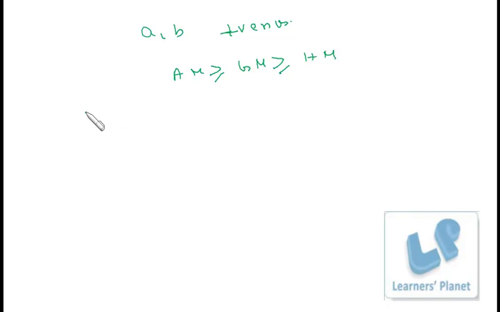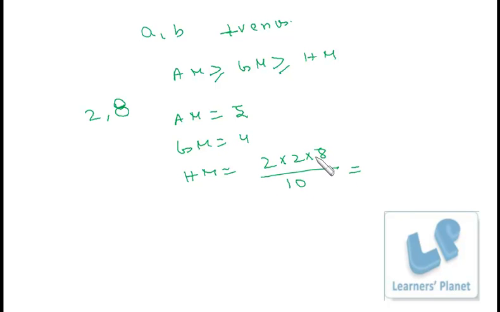Suppose we have the two numbers 2 and, say, 8. Arithmetic mean will be (8 plus 2) by 2, that is 10 by 2, 5. Geometric mean will be the square root of 8 into 2, that is 16, square root will be 4. HM will be 2 into 2 into 8 upon 10, that is 2 times 16 is 32 by 10, that is 3.2. So AM is greater than GM is greater than HM. And if the numbers are equal, all of them will be the same. So that's very, very important.